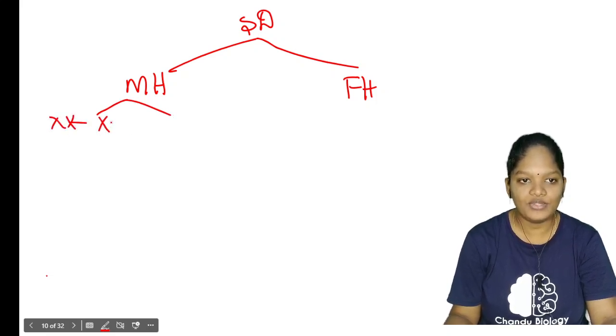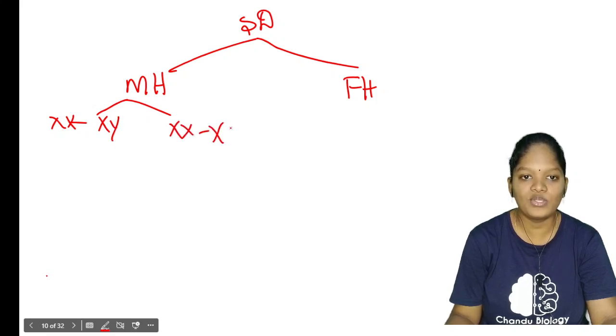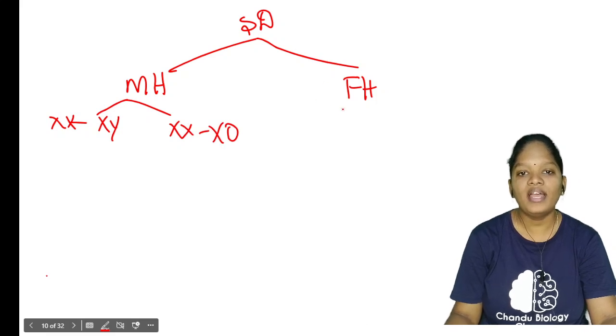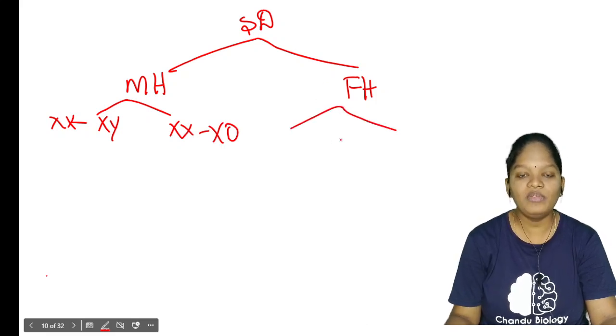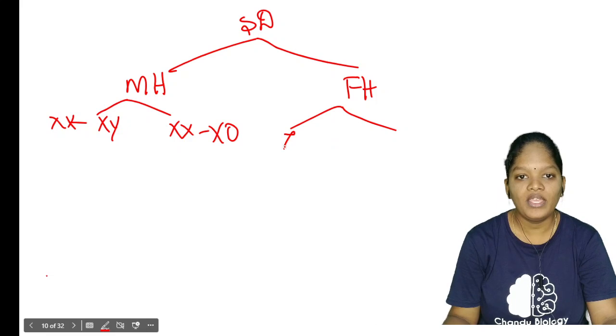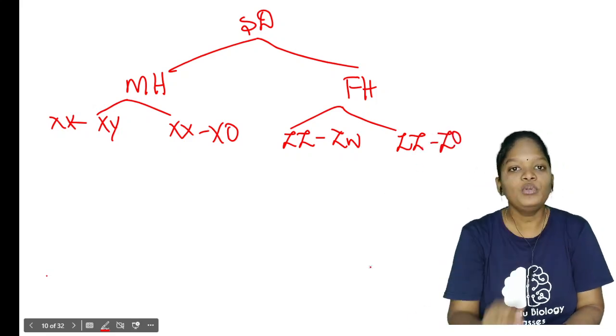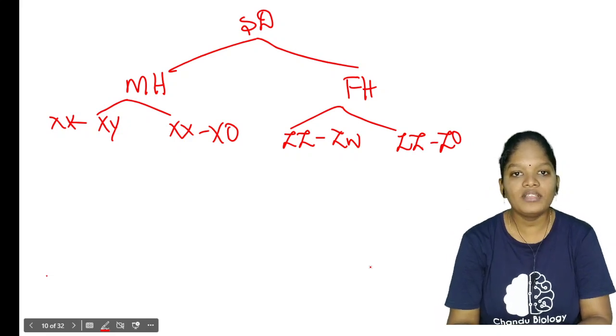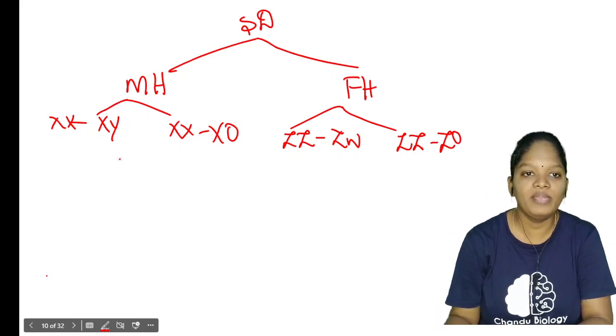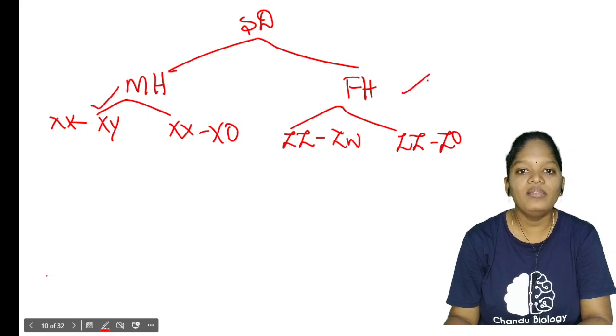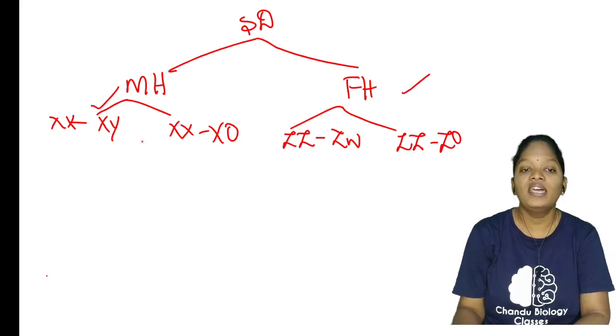XX-XY, and XX-XO. And female heterogamety we can further classify into two: ZZ-ZW, and ZZ-ZO. So these are the two types of sex determination, male heterogamety and female heterogamety, which I will explain.